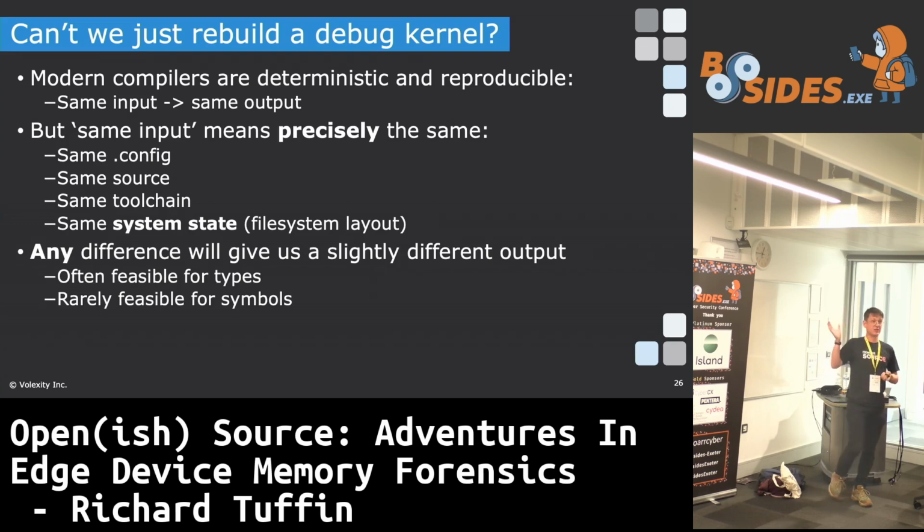So this is often feasible for types. The structures will be the same. I have very rarely managed to do this for symbols because one byte off, you cascade out, and all of a sudden your init task, the start of where all your processes come from, is somewhere completely different. So this sounds great, but it's largely useless.